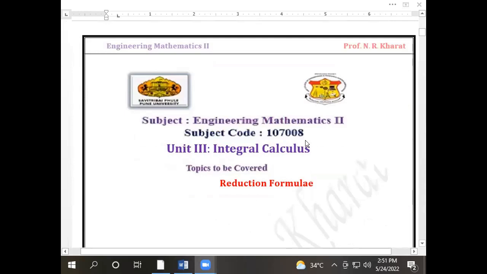Today we will just continue with reduction formulae. So let's start today's topic, that is standard conversion of the reduction formulae.